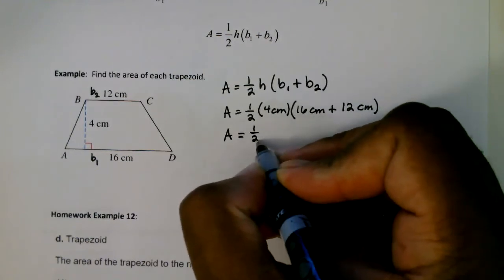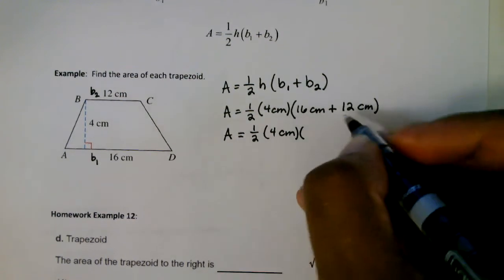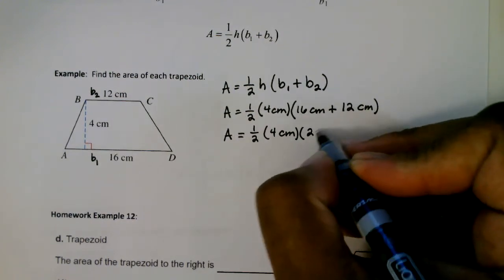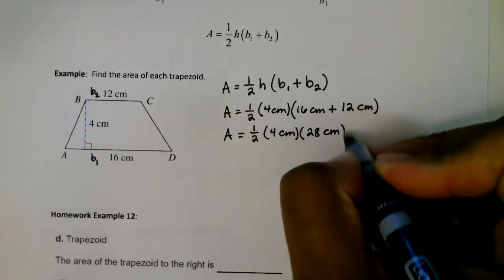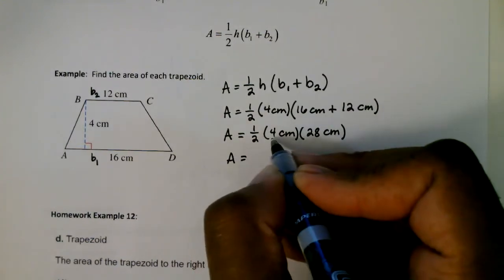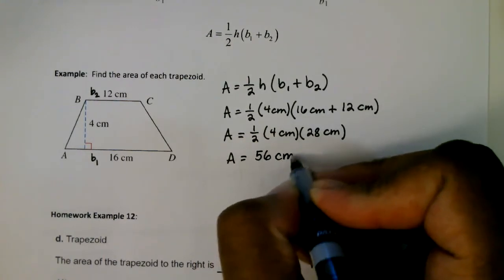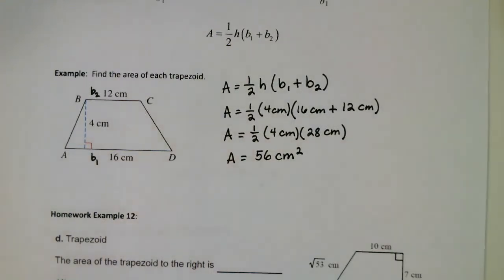Okay, and I'm going to bring down the 1/2 times 4 centimeters. 16 plus 12 centimeters will be 28 centimeters. And then 1/2 of 4 is 2. 2 times 28 will be 56. And this will be in square centimeters. So the area of this trapezoid described here in this video will be 56 square centimeters.